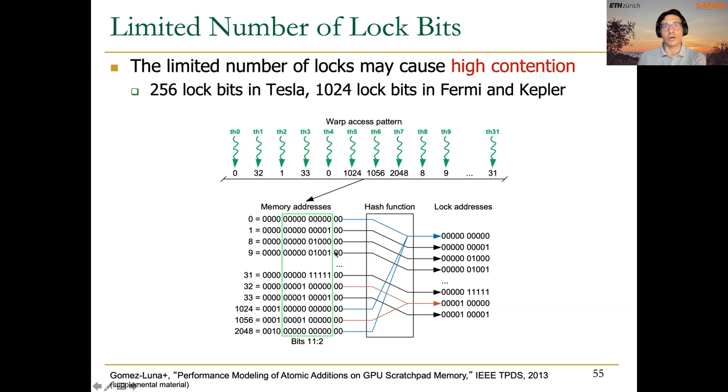Let's imagine that we have this warp access pattern. We have these 32 threads belonging to the same warp that want to update these addresses in shared memory. If we check what these memory addresses are, we see that there will be some conflicts for sure, because bits 11 to 2 are the same for several of these addresses. For example, those indicated by the blue arrows or the red arrows, there are conflicts there. What that means is that there is contention when trying to acquire the lock bits, and that's going to make the accesses serialized and the execution of the atomic operations serialized.